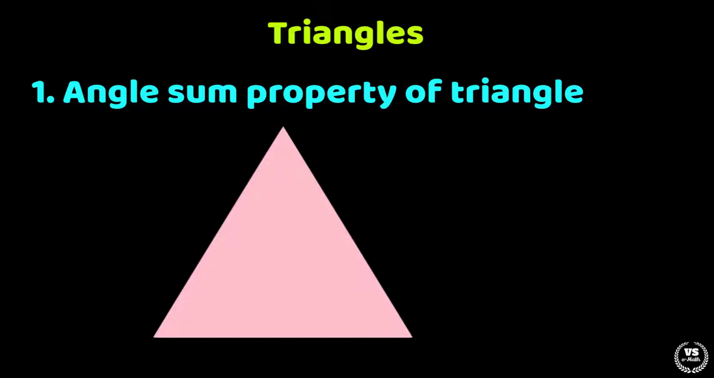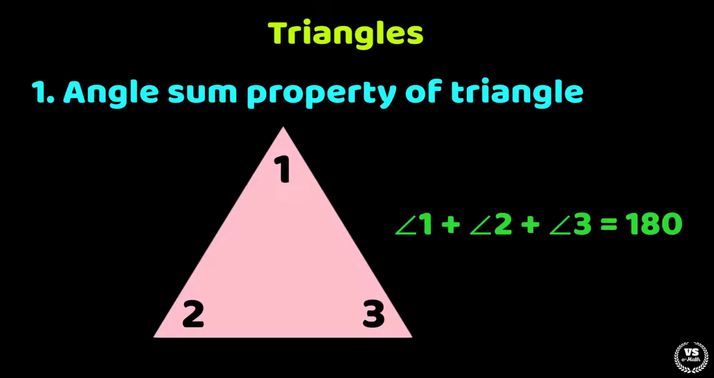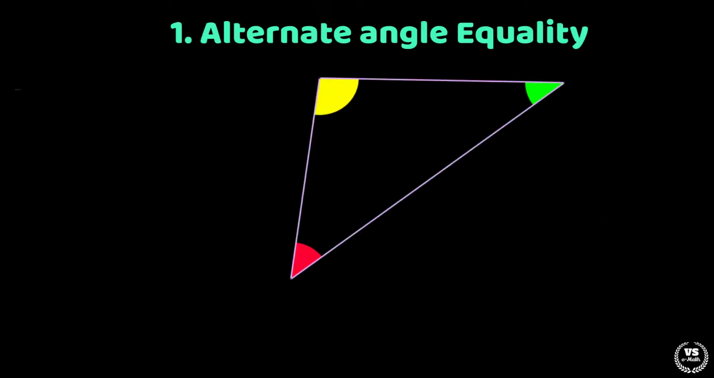We are familiar that the sum of all the angles of a triangle add up to 180 degrees. In today's class, let's visually check if it's true. There are three methods to do so. The first one is the concept of alternate angle equality.